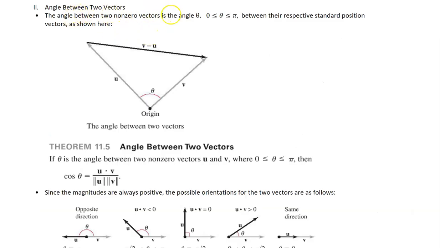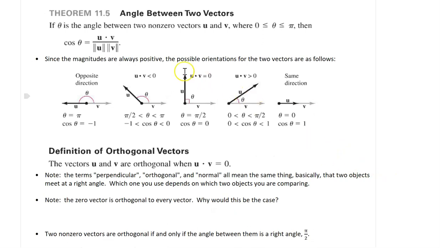The angle between two non-zero vectors is an angle theta between 0 and pi, which exists between their respective standard position vectors as shown here. So if this is v and this is u and they're both in standard position, we're looking for the acute angle between them. Okay? And there's a formula for this. If theta is the angle between two non-zero vectors u and v, where theta is between 0 and pi, then the cosine of theta is equal to u dot v divided by the magnitude of u times the magnitude of v.